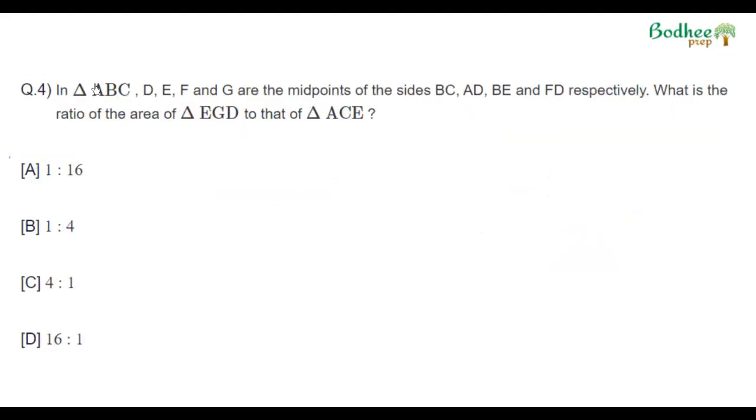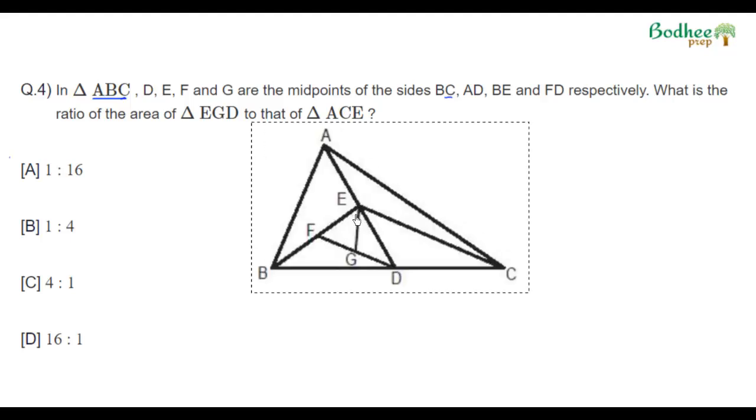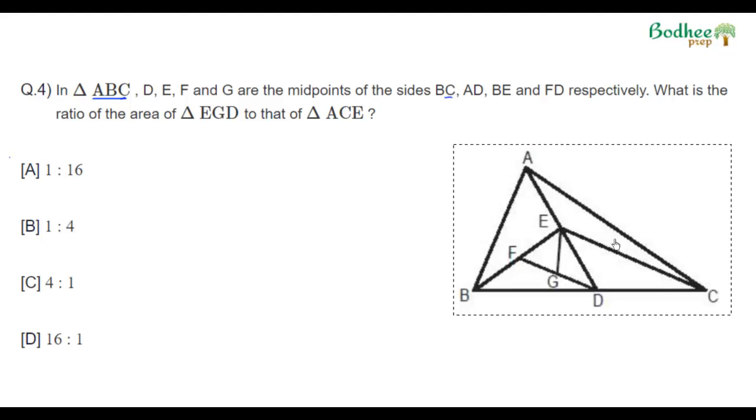Now in this question it says that ABC is a triangle and D, E, F and G are the midpoints of these sides, right? So we have to draw this diagram. So I have already done this. Here we can see, and let us just cross check them. D should be the midpoint of side BC. So D is the midpoint of side BC. So these two lengths will be equal, correct?